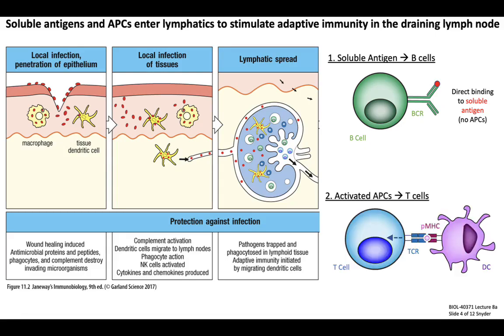The second arm of adaptive immunity that can be stimulated in the skin-draining lymph node are T cells. This is accomplished through migration of activated APCs such as dendritic cells to the lymph node, where they can then present bacterial antigen to stimulate naive helper CD4 T cells, as well as cytotoxic CD8 T cells. Again, this process is often referred to as adaptive immune priming.